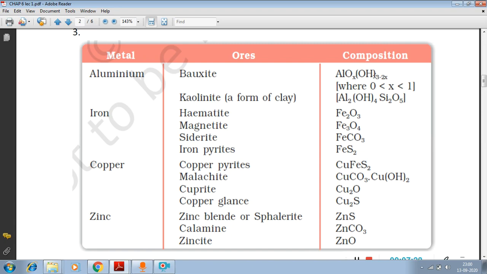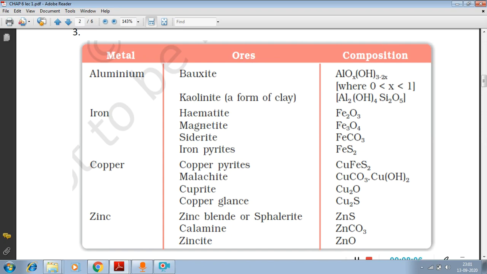Now you have to remember these formulas, it is very important for MCQs. Bauxite does not have a fixed formula because some impurities are in different proportions at different places. So AlxOx(OH)3-2x, that is the general formula of bauxite. Kaolinite is Al2(OH)4Si2O5.